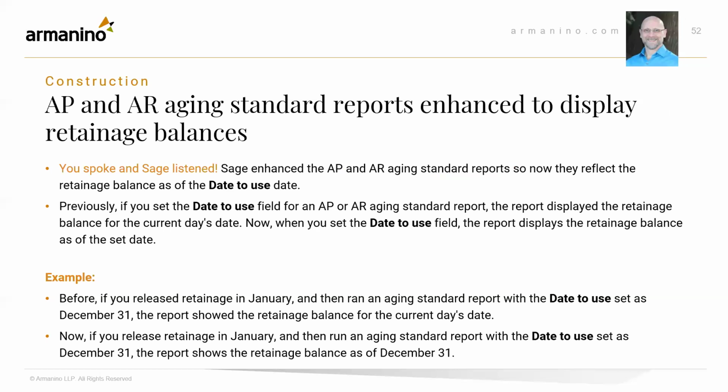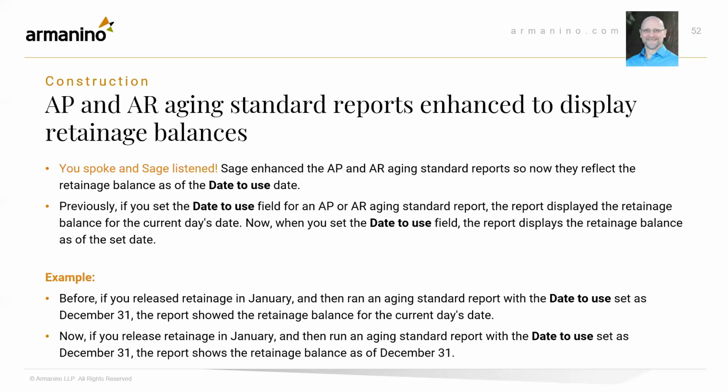AP and AR aging standard reports enhancements. So basically what this means is, and this is another one where you spoke and Sage listened. And by the way, to build on top of what Jen said, which is really awesome, the last statistic I heard is that between 30 and 50% of the functionality contained in every release comes from what Jen was talking about, where ideas are posted and upvoted. So it's very important. If you see something you want enhanced, go and have your voice heard.